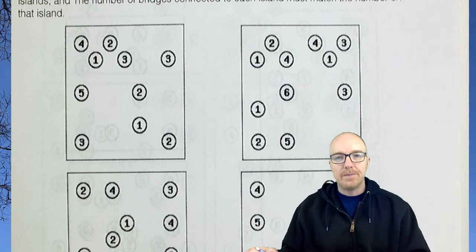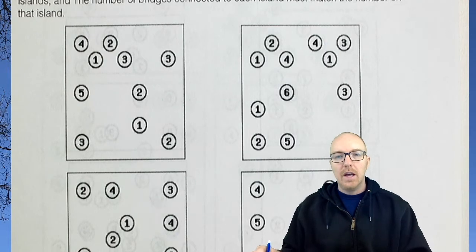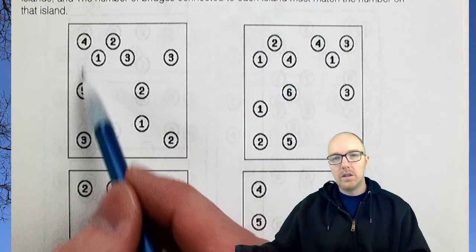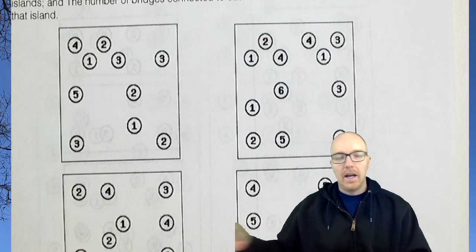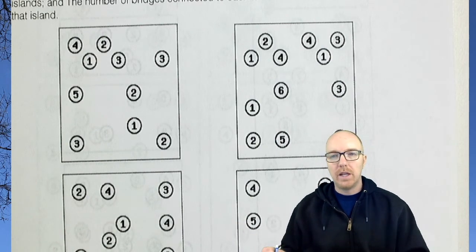And the bridges are the part where you're going to draw. You're going to draw bridges. The bridges may not cross. The bridges have to be horizontal or vertical. They cannot be diagonal. And you can at most put 2 bridges between any 2 islands.